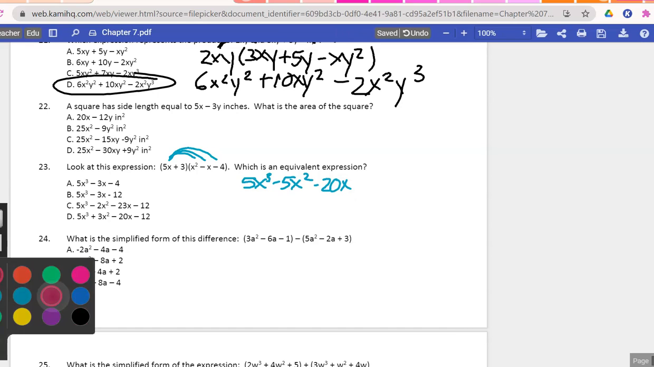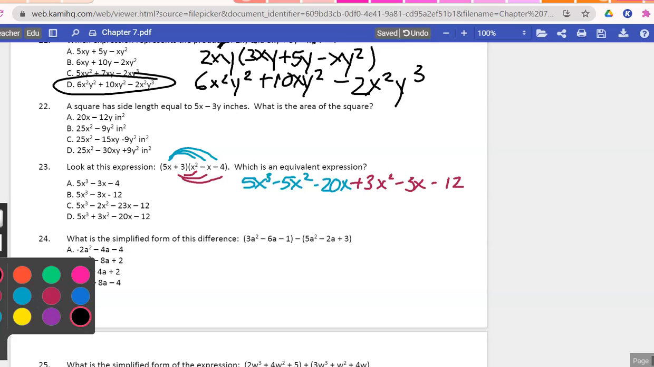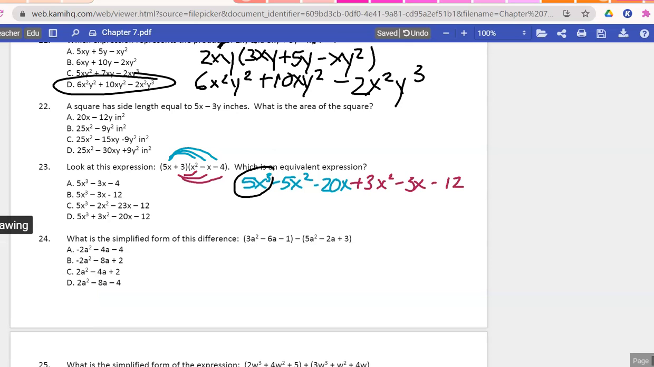And you need to distribute the positive 3 to everything in your second set of parentheses. So plus 3x squared minus 3x minus 12. First step, remember, is to distribute. Second step is to combine your like terms. So we have 5x to the third. We don't have any terms that are like that, so it's just going to come down.